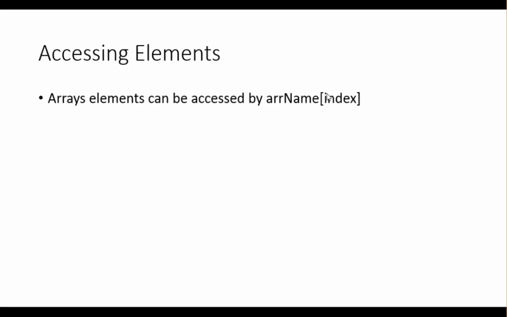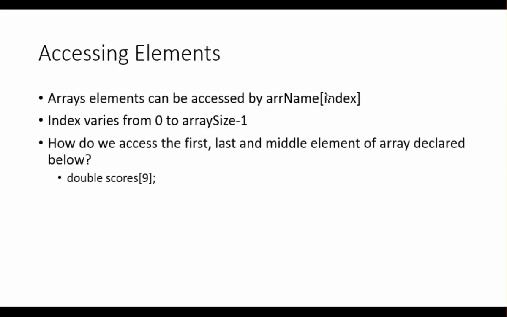So it will be 1 less. a2, correct. Not int, just say a2. a2 is the third element of the array. int is already declared, it's a type. And indices vary from 0 to array size minus 1. Whatever is the size of the array at the time of declaration, that minus 1.